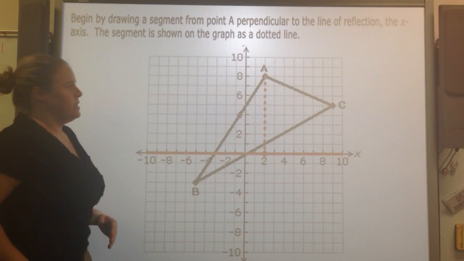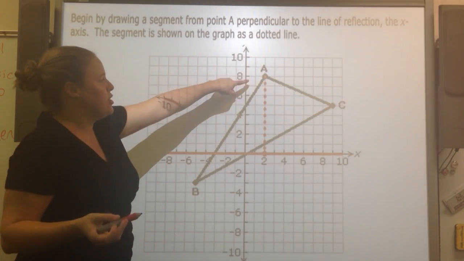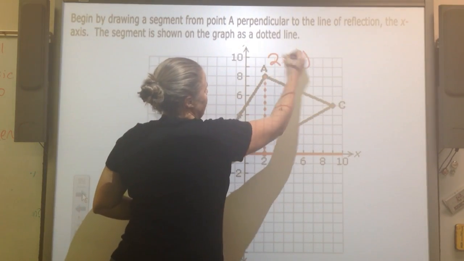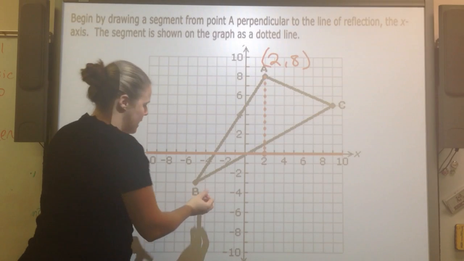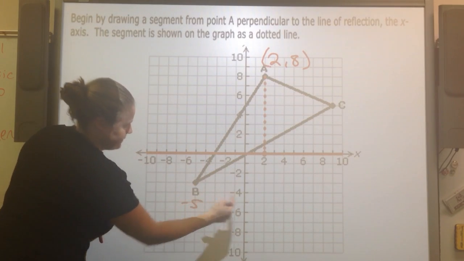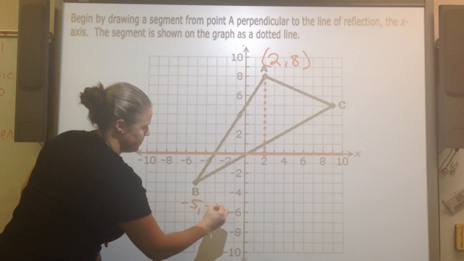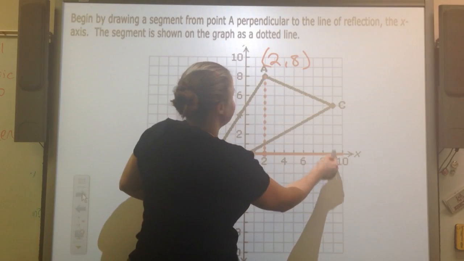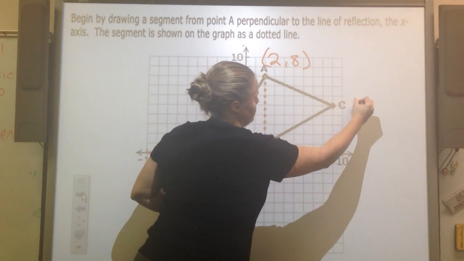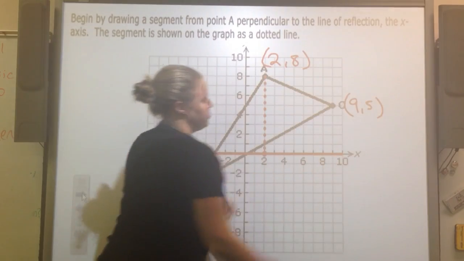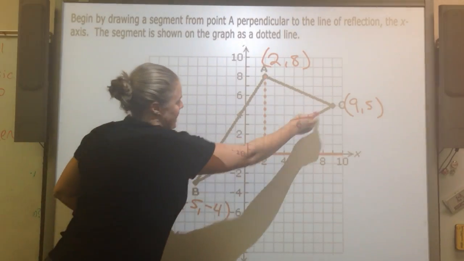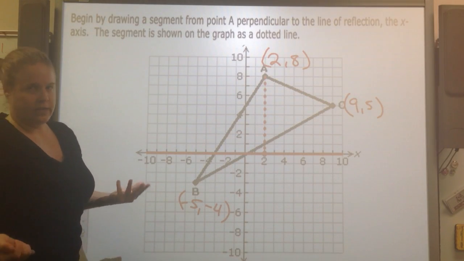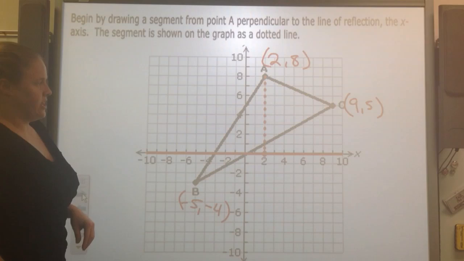So the way we do that, so right now, do go ahead and get your points plotted. A is 2, 8. So plot A. Plot B, which is -5, -4. So plot that point. And plot C, which is 9, 5. So plot those 3 points and then connect the dots to make your triangle. So push pause if you need to. I'm going to continue on now.